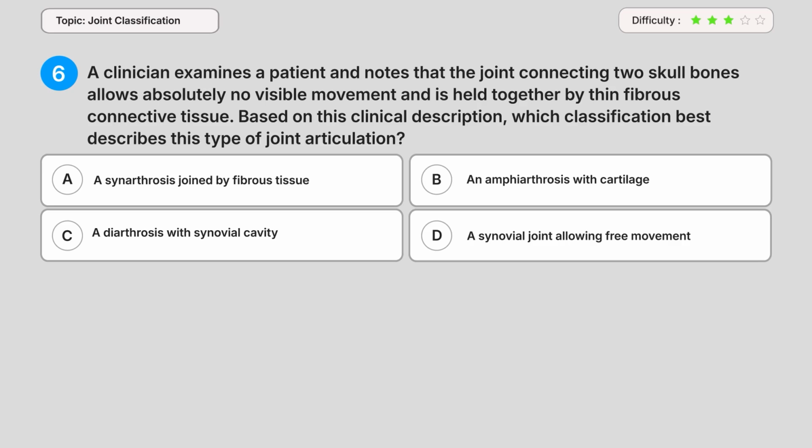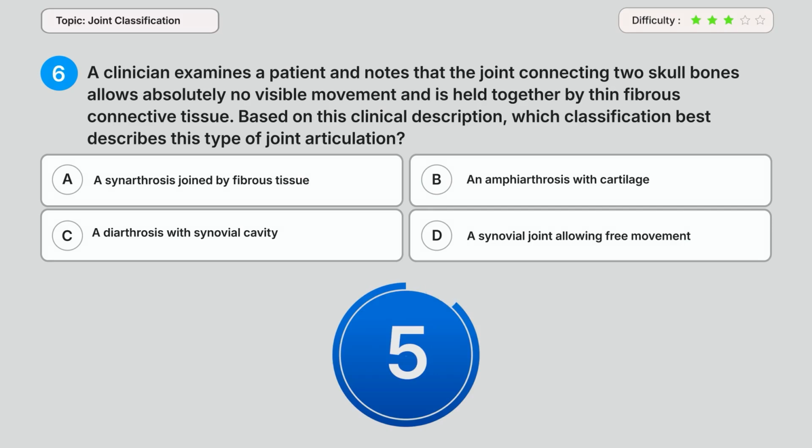A. A synarthrosis joined by fibrous tissue. B. An amphiarthrosis with cartilage. C. A diarthrosis with synovial cavity. D. A synovial joint allowing free movement. What do you think is the answer?